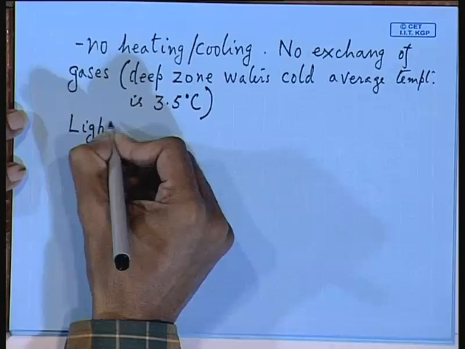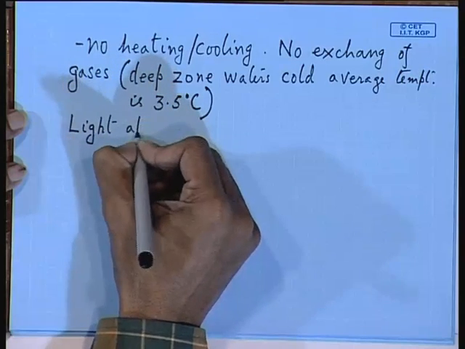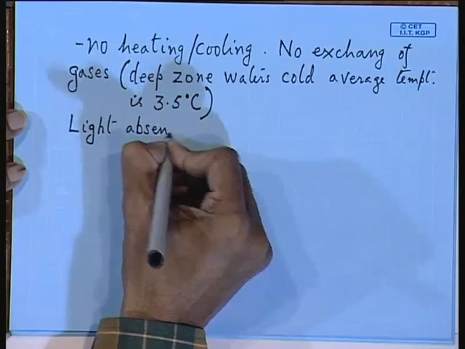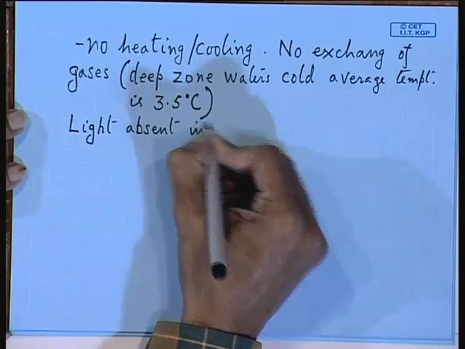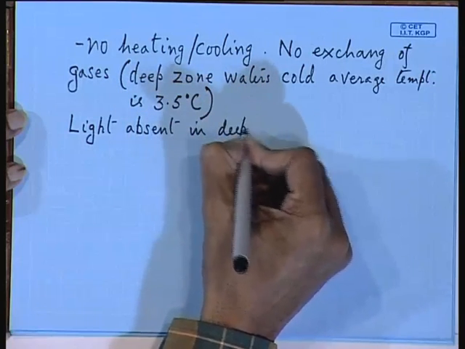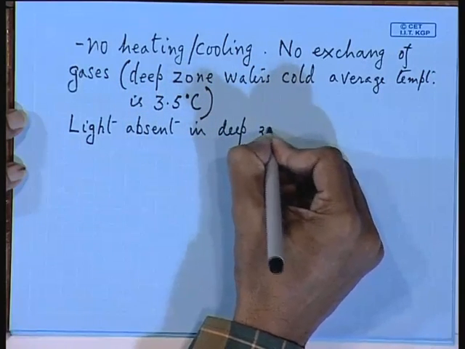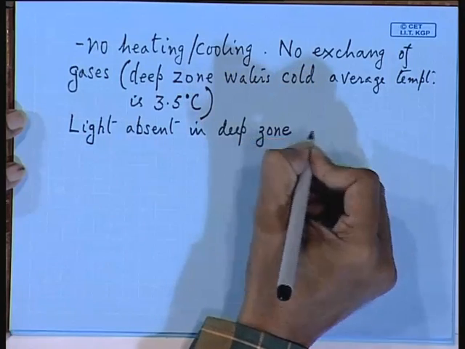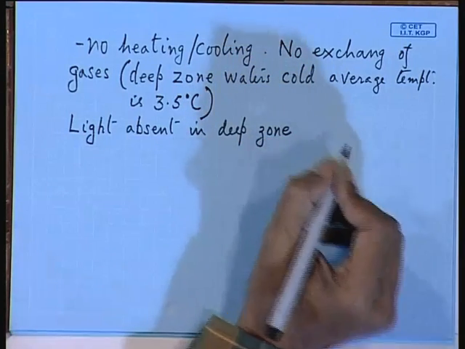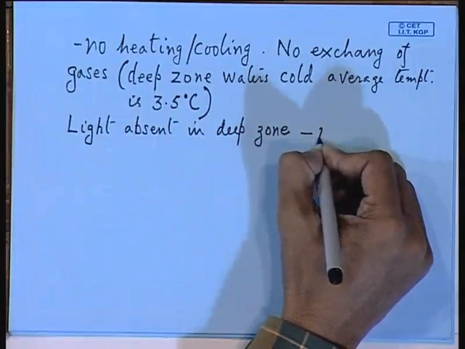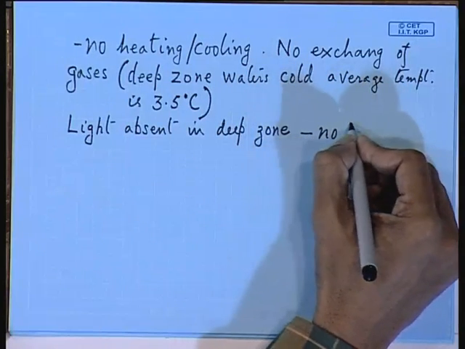Light absent. So, if you happen to go below 4 kilometers from the ocean surface, you are in perpetual darkness. So, light is absent in the deep zone. As a result of this, there is no photosynthesis.